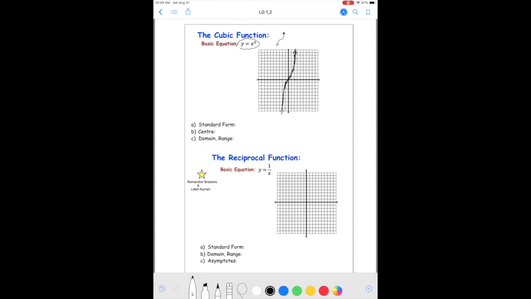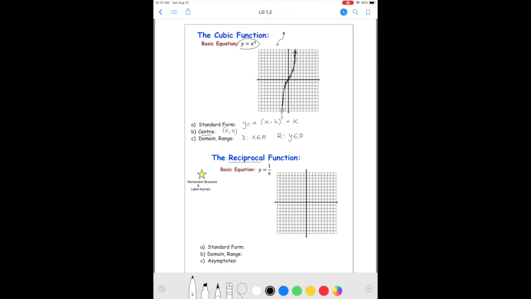Okay, now let's look at the standard form. So again, like I said, we are going to see the same thing over and over. Now remember, this is a cubic function, so I put a little cube there and plus a k. Now the center, where it sort of rotates, is 0, 0. The domain is x an element of R because it goes on forever, right and left. And the range is y an element of R because it goes forever up and down.